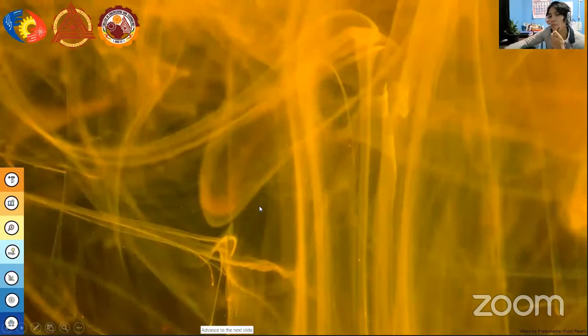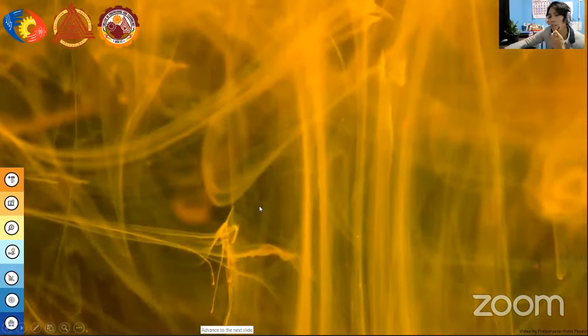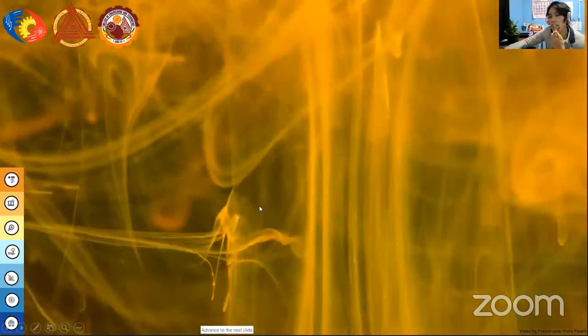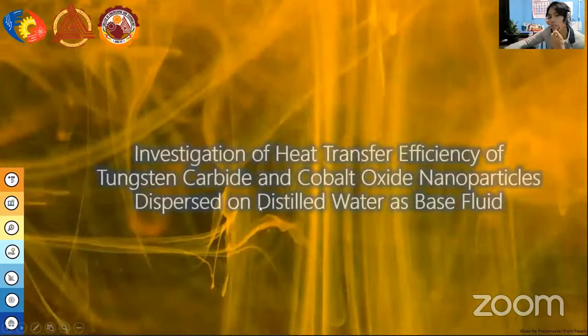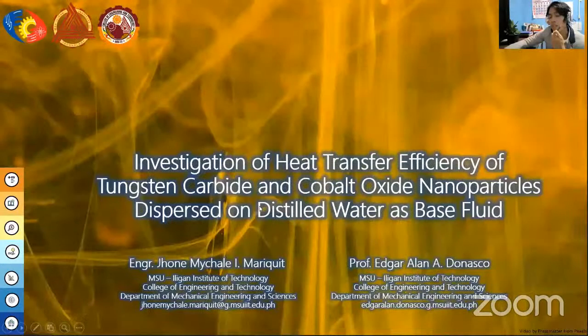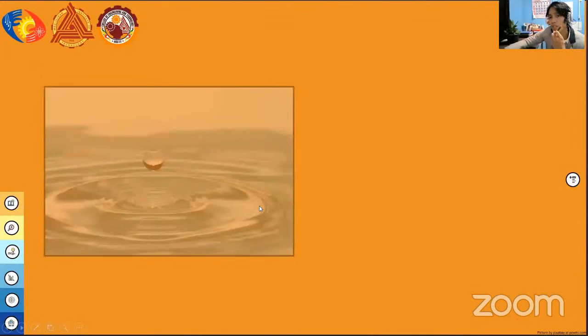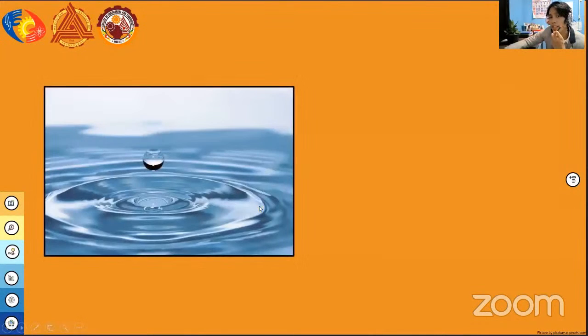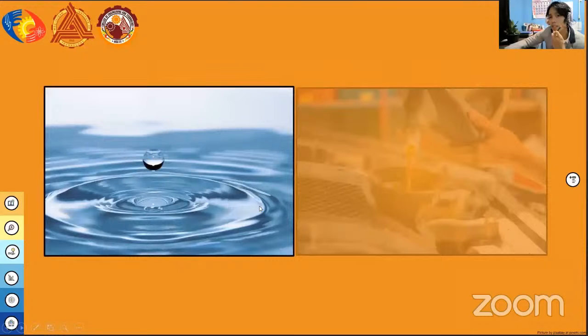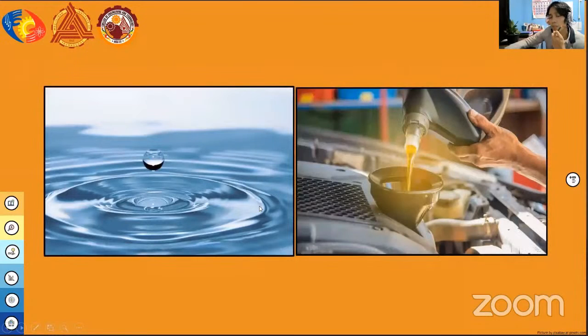With that in mind, allow me to present to you our research entitled Investigation of Heat Transfer Efficiency of Tungsten Carbide and Cobalt Oxide Nanoparticles Dispersed on Distilled Water as Base Fluid. The thermal properties of heating or cooling fluids play a vital role in the development of new energy efficient heat transfer equipment. However, conventional heat transfer fluids such as water and engine oils have in general poor heat transfer properties compared to those of most solids.